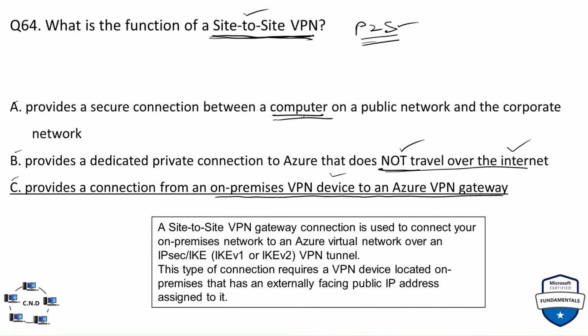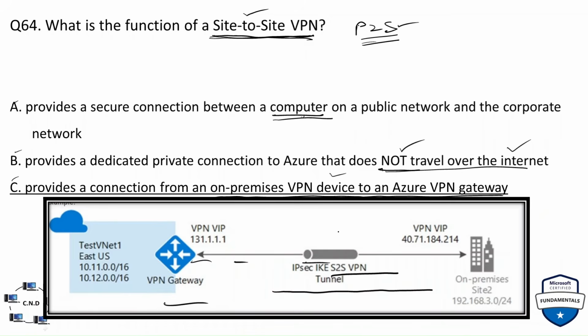And this is the explanation: the site-to-site VPN gateway connection is used to connect your on-premises network to an Azure virtual network over an IPsec/IKE (Internet Key Exchange, version 1 or version 2) VPN tunnel. This type of connection requires a VPN device located on premises that has an externally facing public IP address assigned to it.